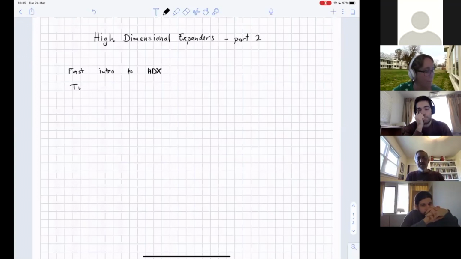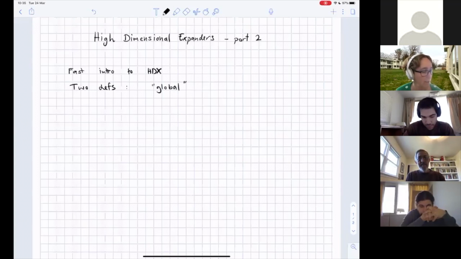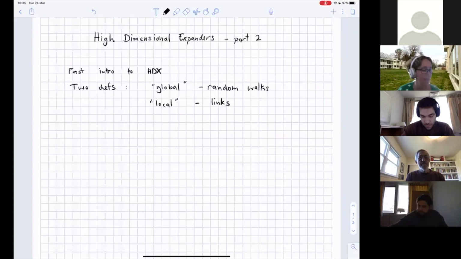So we gave two definitions for high-dimensional expanders. One was a global definition through random walks, and the other was more of a local definition through links. I'll remind what these are. We saw that they're equivalent, and I want to go again over at least one direction of this equivalence. That was all of last week's talk.